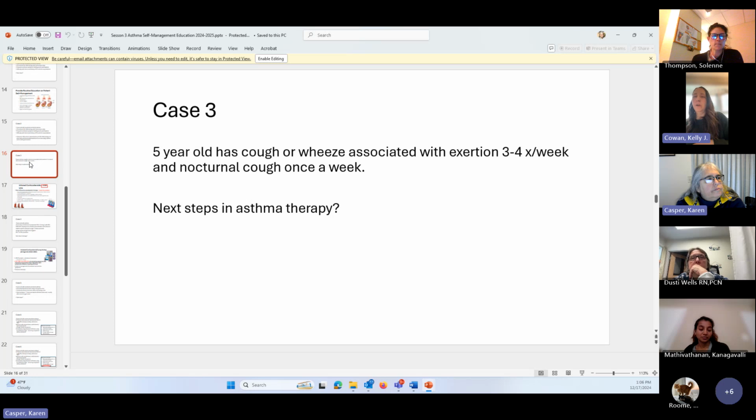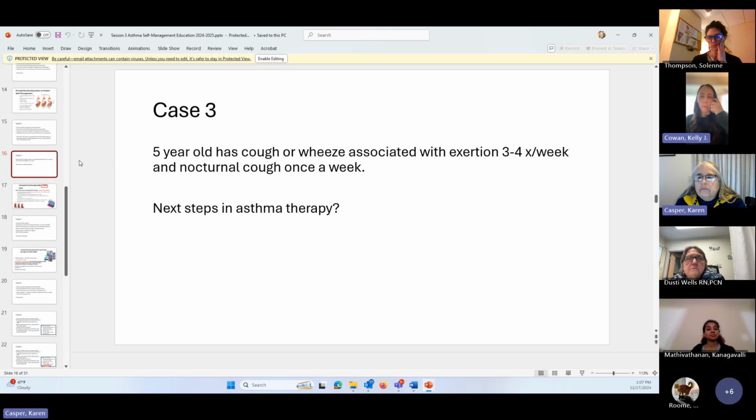So this one, I want to reinforce what the main treatment for persistent asthma is. This is a 5-year-old with cough or wheeze associated with exertion 3 to 4 times a week and nocturnal cough weekly. You can treat with rescue medication, right? So this child, for asthma, should have albuterol as needed for symptoms, but the frequency of the child's symptoms and the degree of symptoms do put this child in a persistent asthma category.